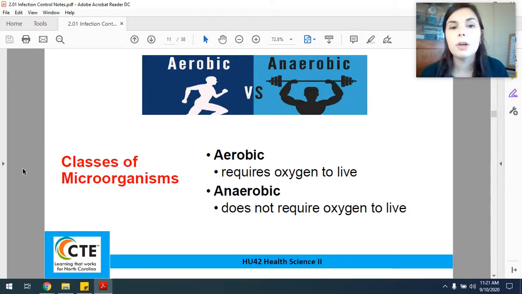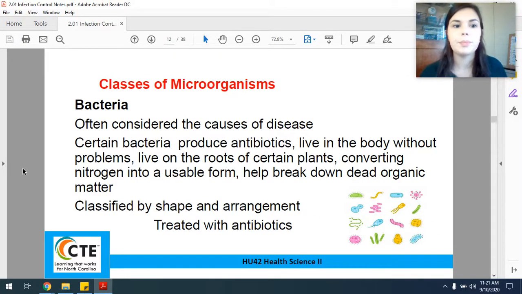Aerobic versus anaerobic are probably words you're familiar with if you've ever taken a biology class. Aerobic microorganisms require oxygen to live versus anaerobic that do not require oxygen to live. And then as we go further into classes of microorganisms, we have to look at the shapes, the sizes, and what they cause to happen. These are things like bacteria, viruses, fungi, protozoa, and so on and so forth. So let's look at each of these.